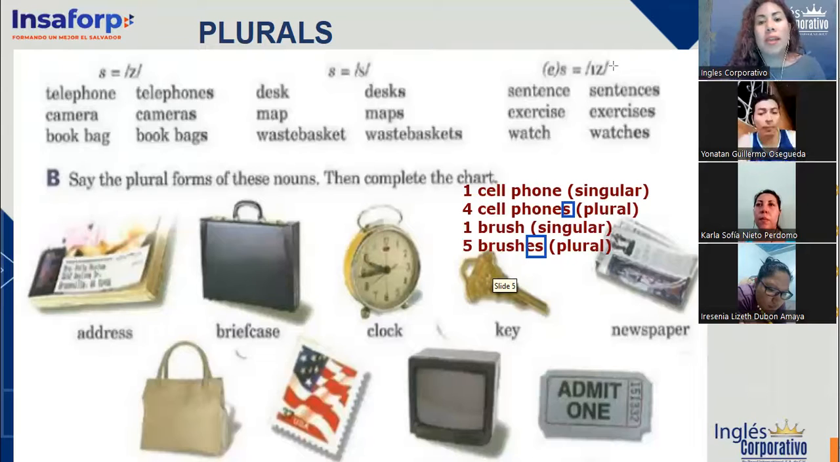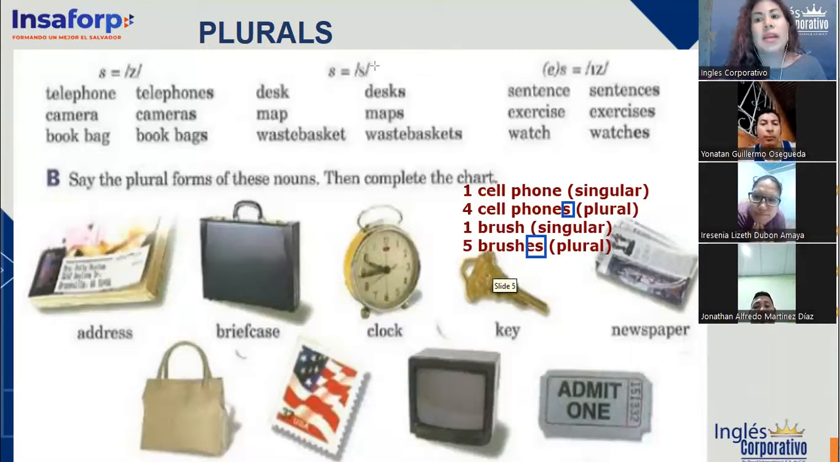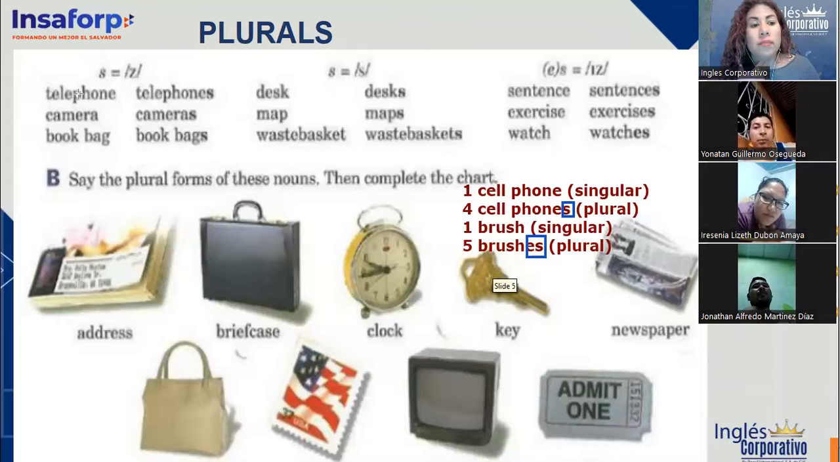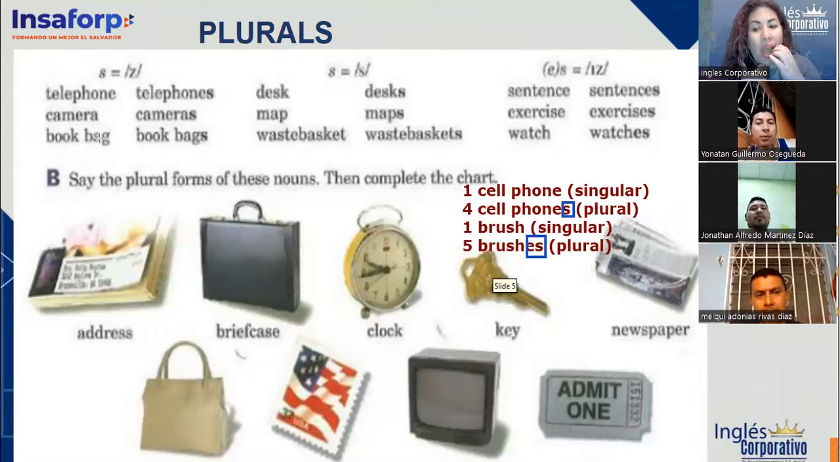Para saber cuándo es Z y cuándo es S, tienen que hacer lo siguiente. Quiero que tomen esos dos dedos y los van a poner sobre su garganta, porque vamos a sentir algo. Quiero que pronuncien estas palabras. Telephone. Camera. Book bag.